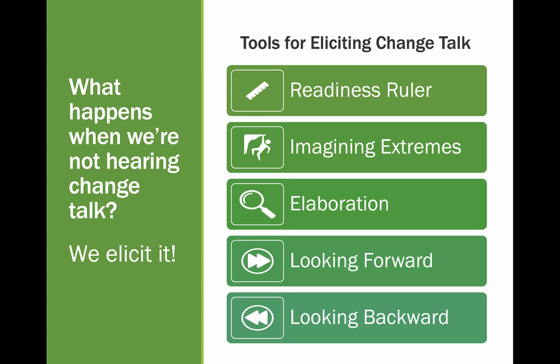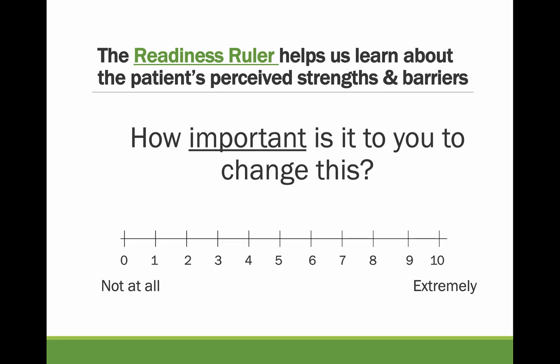We have many tools that we can use for eliciting change talk, including the Readiness Ruler, imagining extremes, elaboration, looking forward, and looking backward. Let's talk through each one of these tools and how you can use it in your practice. The Readiness Ruler is a tool that helps us learn about the patient's perceived strengths and barriers. There are different questions that you can use for the Readiness Ruler. We'll talk through two, but there are other ways that you can use this tool to get at the information that you want during a motivational interview.